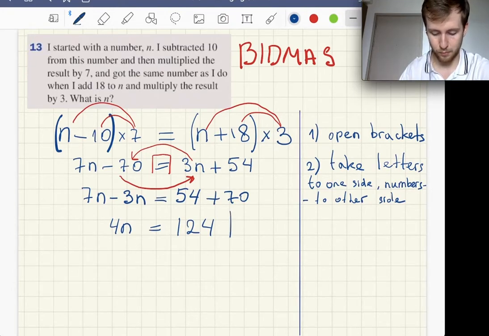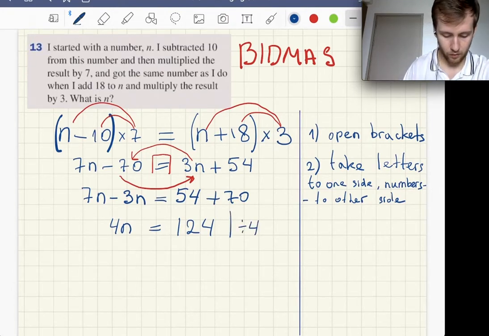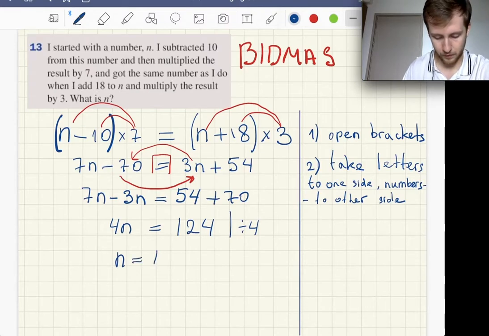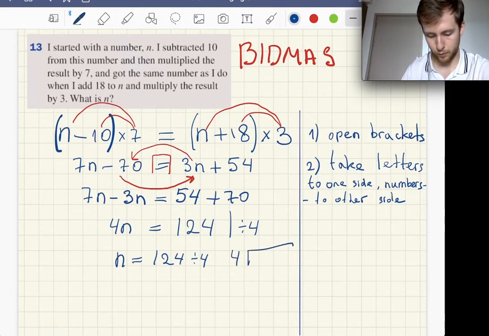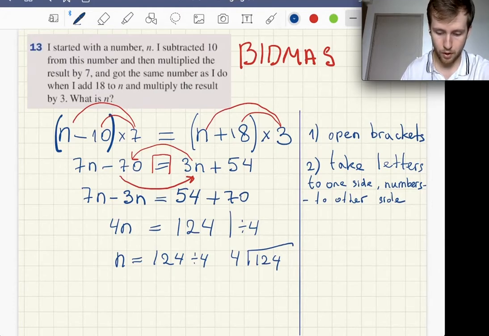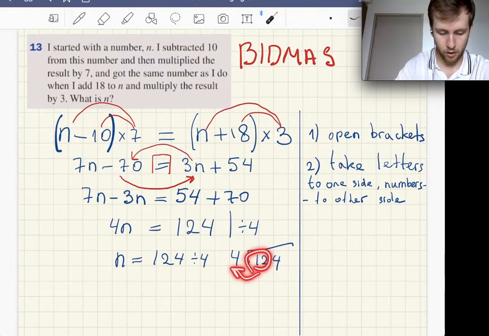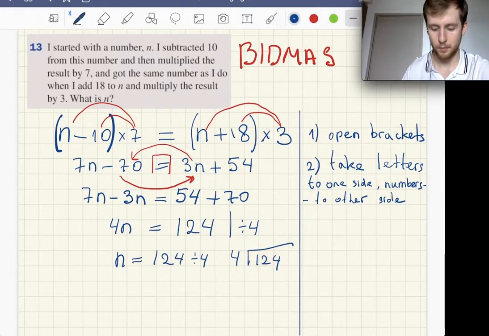So we divide both parts by 4, and we get that n is equal to 124 divided by 4. I'm not sure which method you are using, but I can show you this method. For me, 124, right? 1 doesn't go into 4, 12 comes into 4 actually 3 times, so we write 3 here. And then 4 comes into 4 one time.